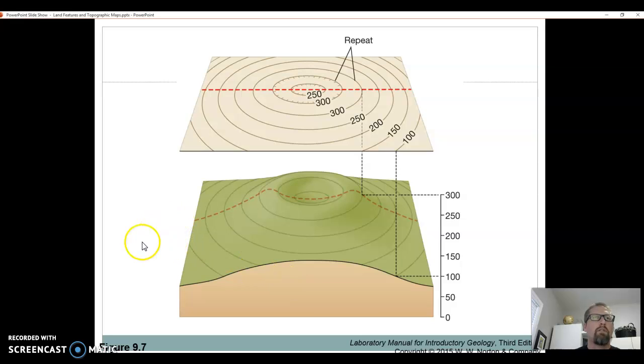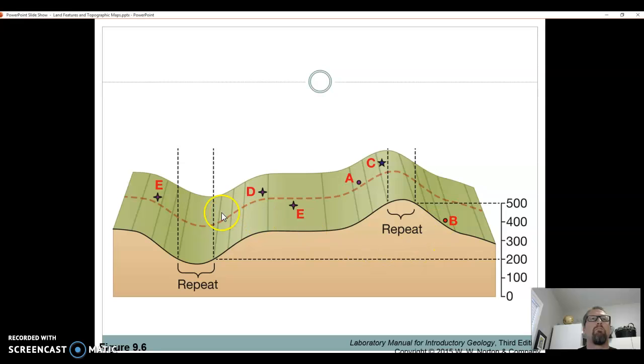All right. So the idea of the cross section is basically that you're going to cut the three-dimensional object in half and then view it from the side on. So that's kind of what this is all about.